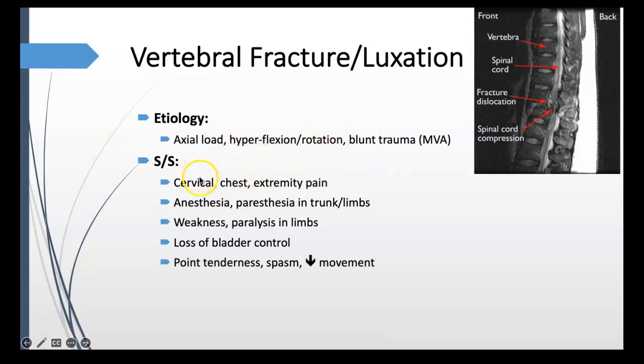In terms of signs and symptoms, if it's in the cervical spine, they'll have pain in the chest, cervical spine, and extremity pain. And that would make sense, right? Depending on the level of the actual fracture itself, it's going to impact all of the spines, both cervical, thoracic, so the spines above it. Anesthesia, paresthesia, and weakness in the trunk and limbs most often. They may actually have paralysis depending on the level of fracture and luxation, and loss of bladder control if it occurs and impinges on the cauda equina.